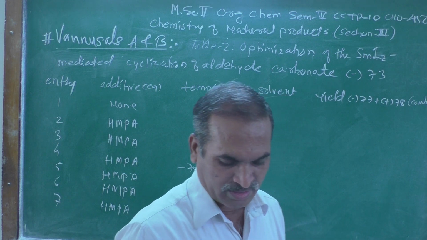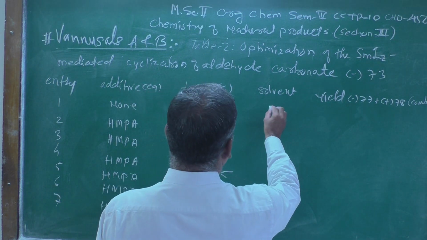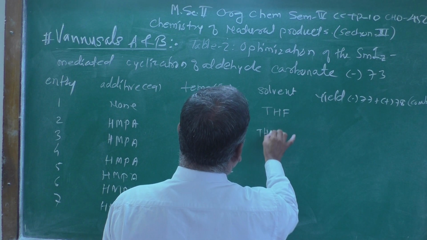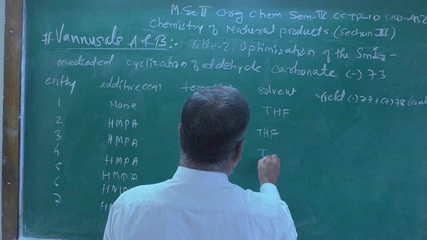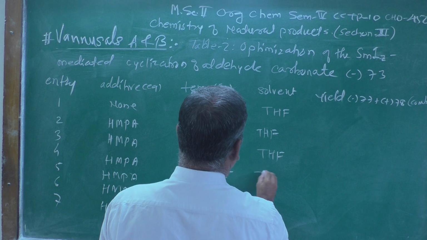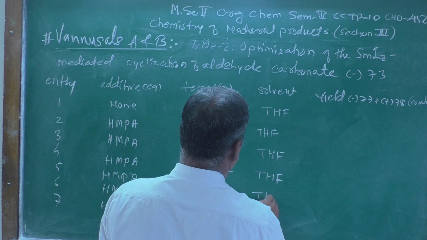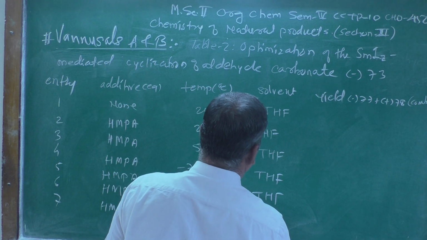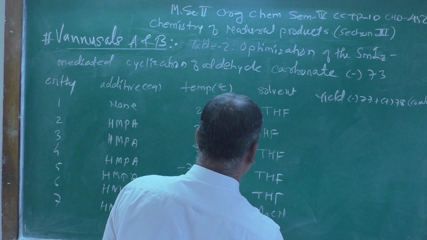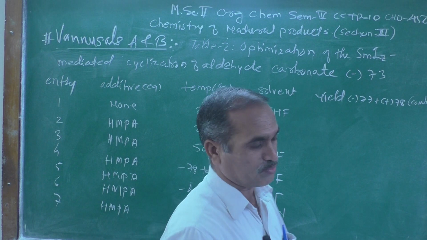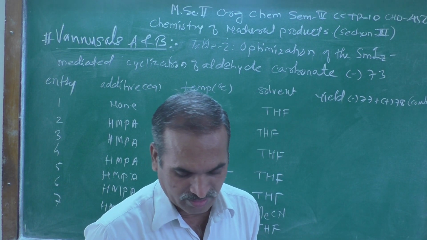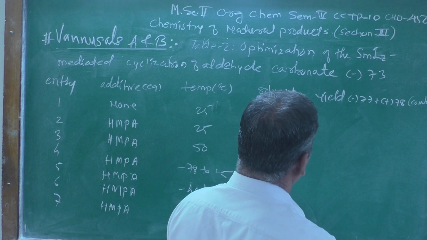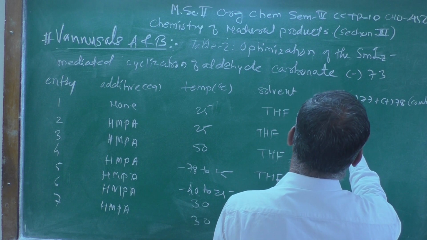The solvent used during this process: in most entries they have used THF, tetrahydrofuran. In the second, they have used methyl cyanide, and the last one again they have used tetrahydrofuran, THF. Those are the solvents they have employed, and during that they observed the combined yield.